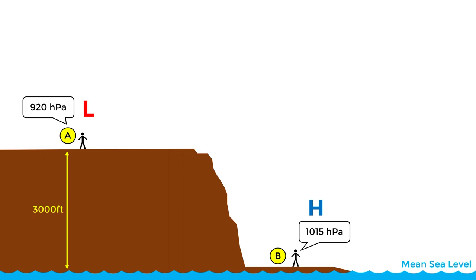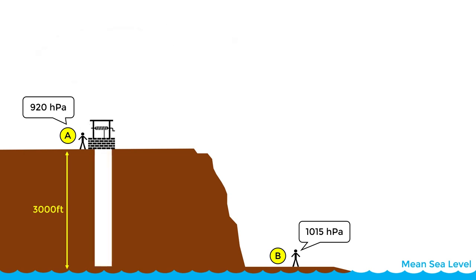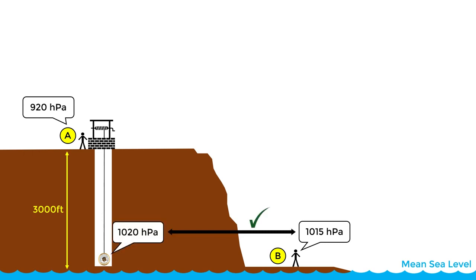So, a possible solution for this could be to determine the pressure of station A if it were at sea level. But how can we do this? Well, the most accurate way would be to dig a deep hole and lower a barometer down to sea level and see what pressure is indicated. This way, since both pressure measurements are made at the same level, we can now compare the two and determine the actual horizontal pressure variation.